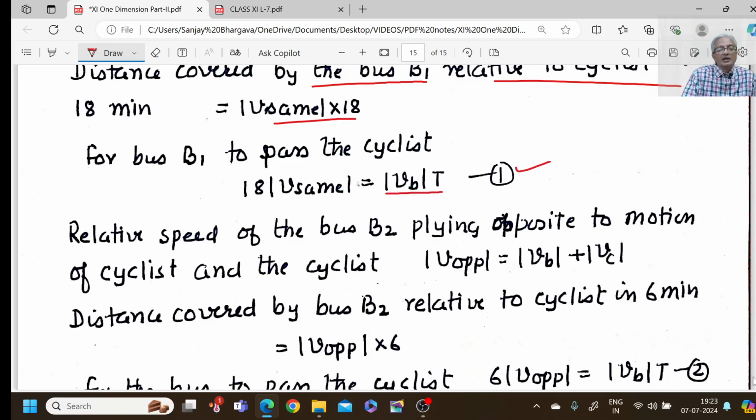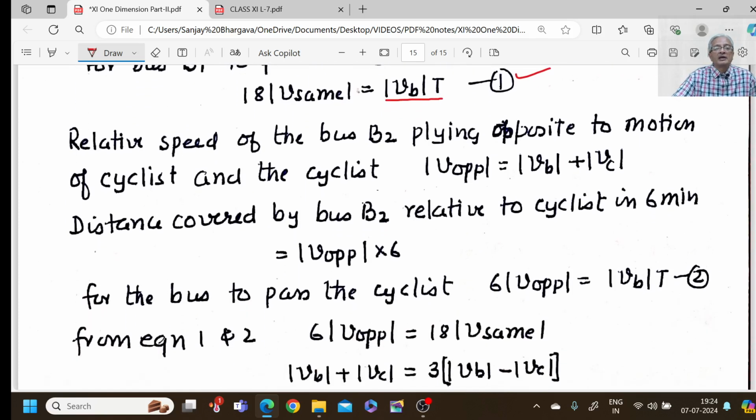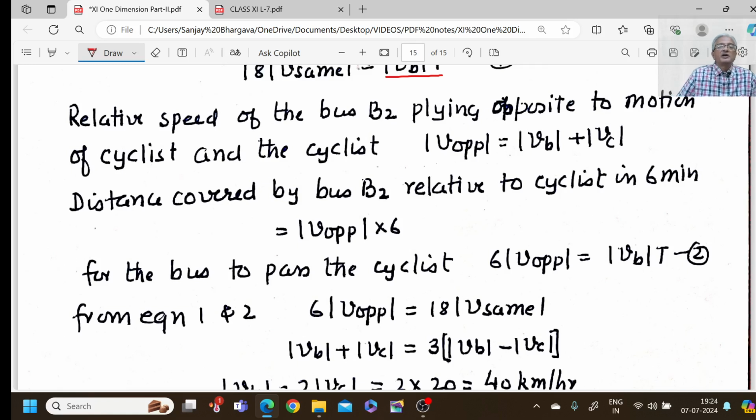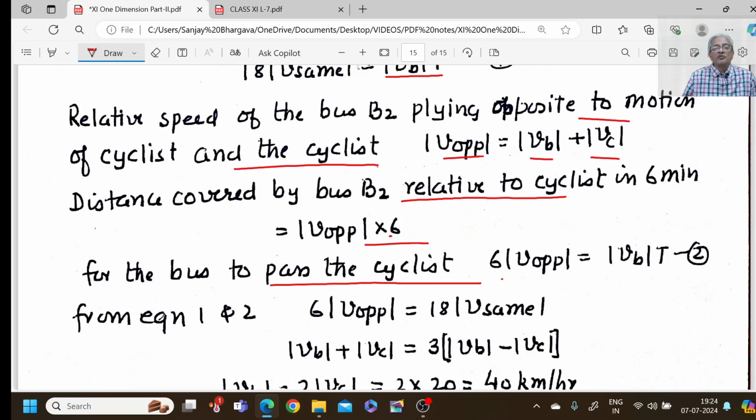Now similar situations for the bus B2 moving in the opposite direction. The relative speed of bus B2 plying opposite to the motion of the cyclist, V opposite, would be VB plus VC. Distance covered by the bus B2 relative to the cyclist in 6 minutes would be equal to V opposite into 6. For the bus to pass the cyclist, 6 into V opposite must be equal to VB into T.